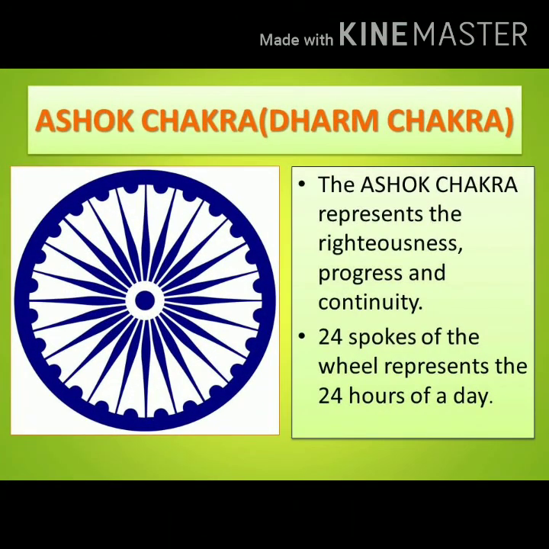The Ashoka Chakra, known as the Dharma Chakra, shows that there is life in movement. It represents righteousness, progress, and continuity. The 24 spokes of the wheel represent the 24 hours of a day, meaning the continuous cycle of progress of the nation around the 24 hours of the day. The navy blue color of the chakra shows vastness, secularism, trust, and truthfulness.